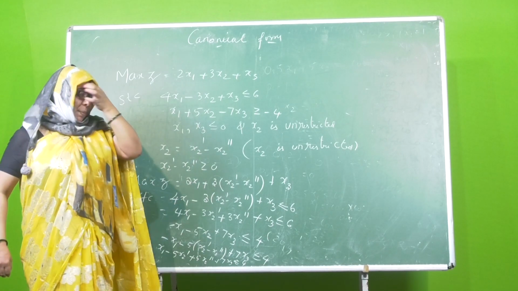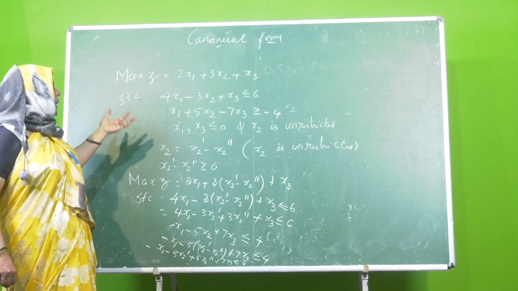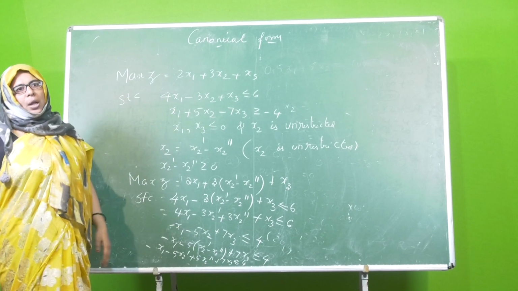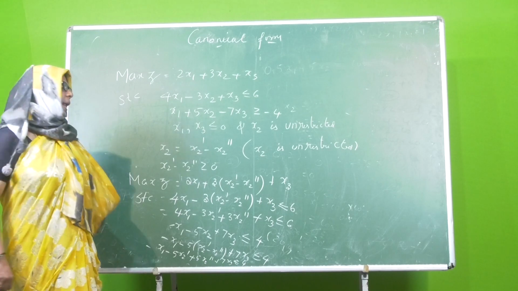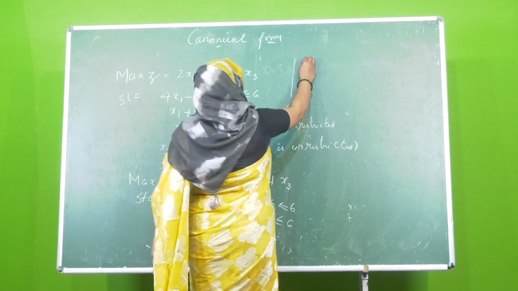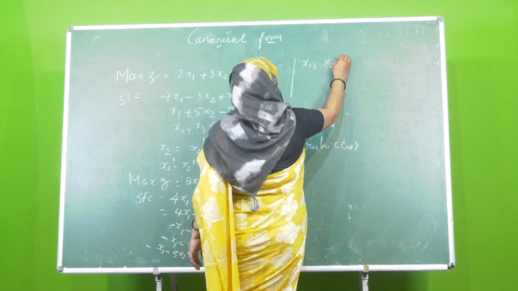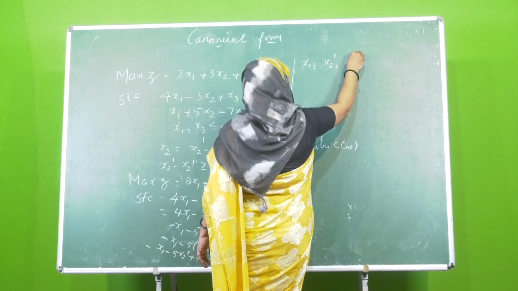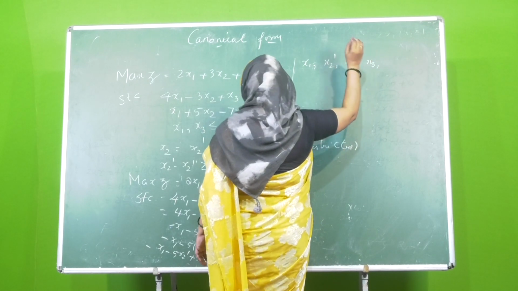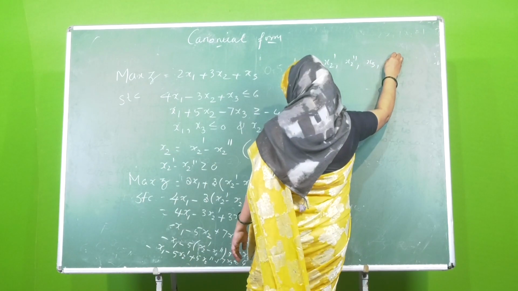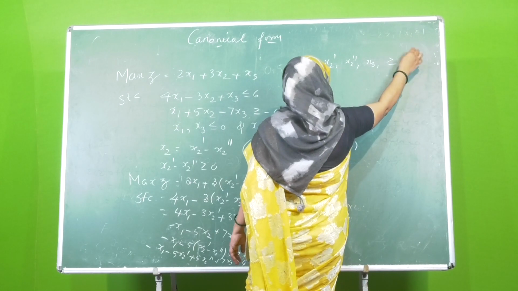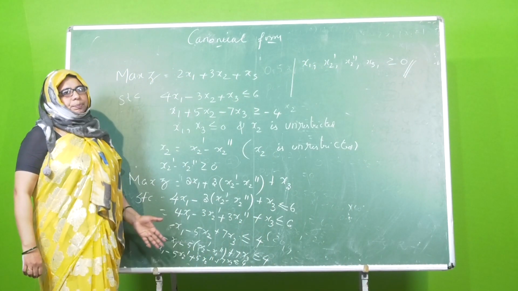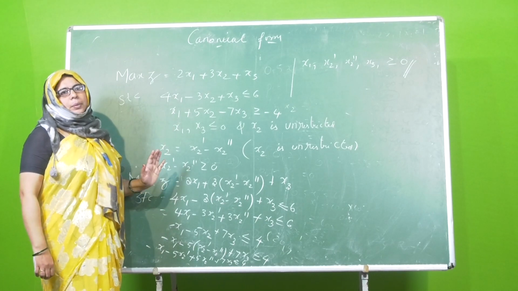So what are the variables involved in this problem? x1, x2, x3. So x1, x2', x2'' and x3, all the variables are non-negative. That is x1, x2', x2'', x3 are greater than or equal to 0. That is the solution of the problem. This is a simple problem.